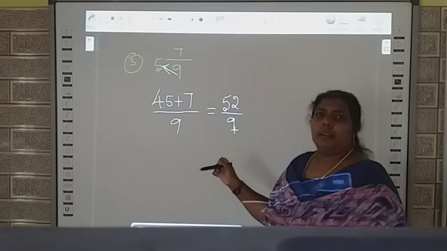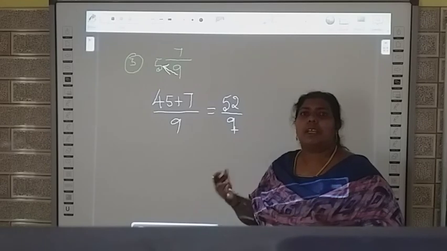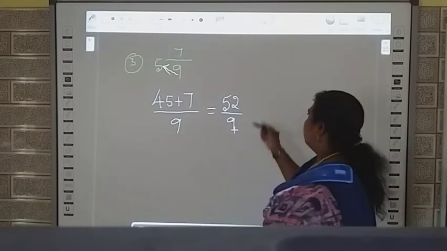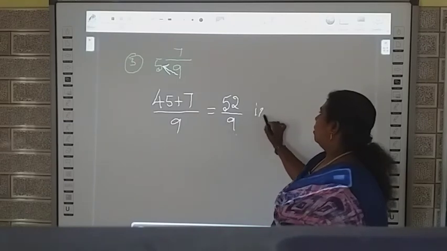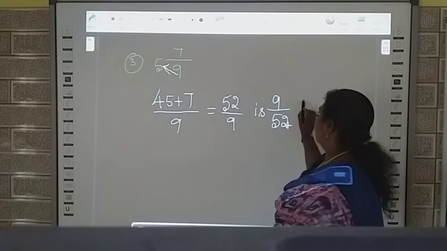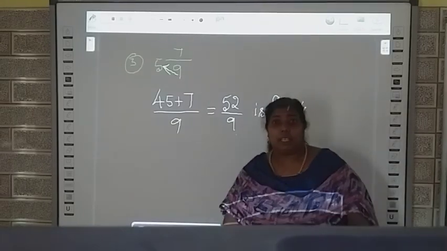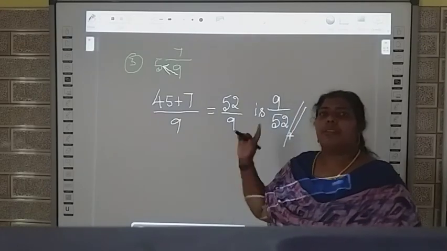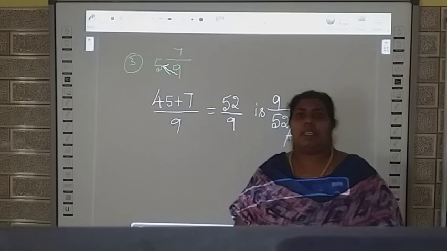Now we can find the multiplicative inverse. That is, you just have to interchange the numerator and denominator, right? Okay, change it here. 52 by 9 becomes 9 divided by 52. The multiplicative inverse is 9 divided by 52. Now this is the multiplicative inverse.